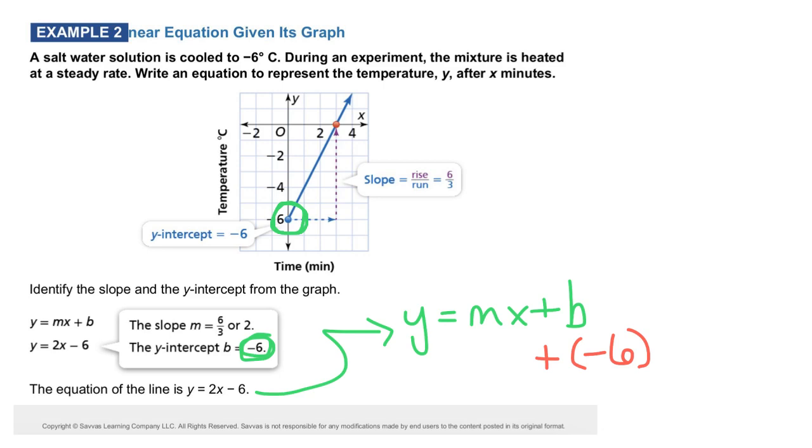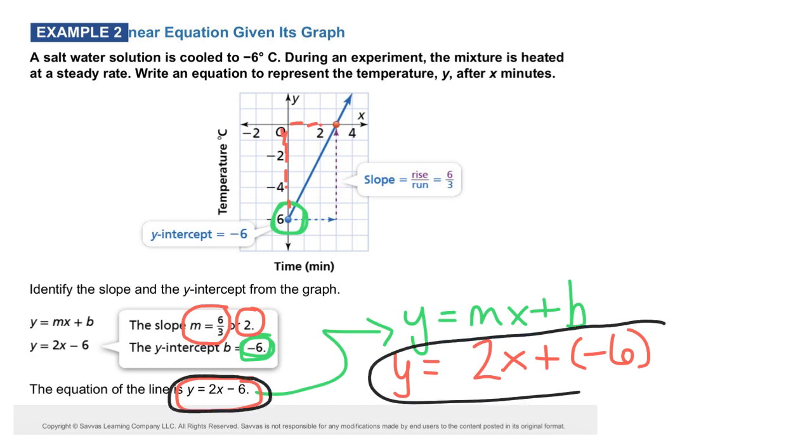All right, let's do our rise and run. From -6 up to 0 gives me a 6 as a rise. Go over 3 for your run, and that gives me a slope of 2. So y equals either 2x minus 6 or 2x plus a -6. Those are equivalent.